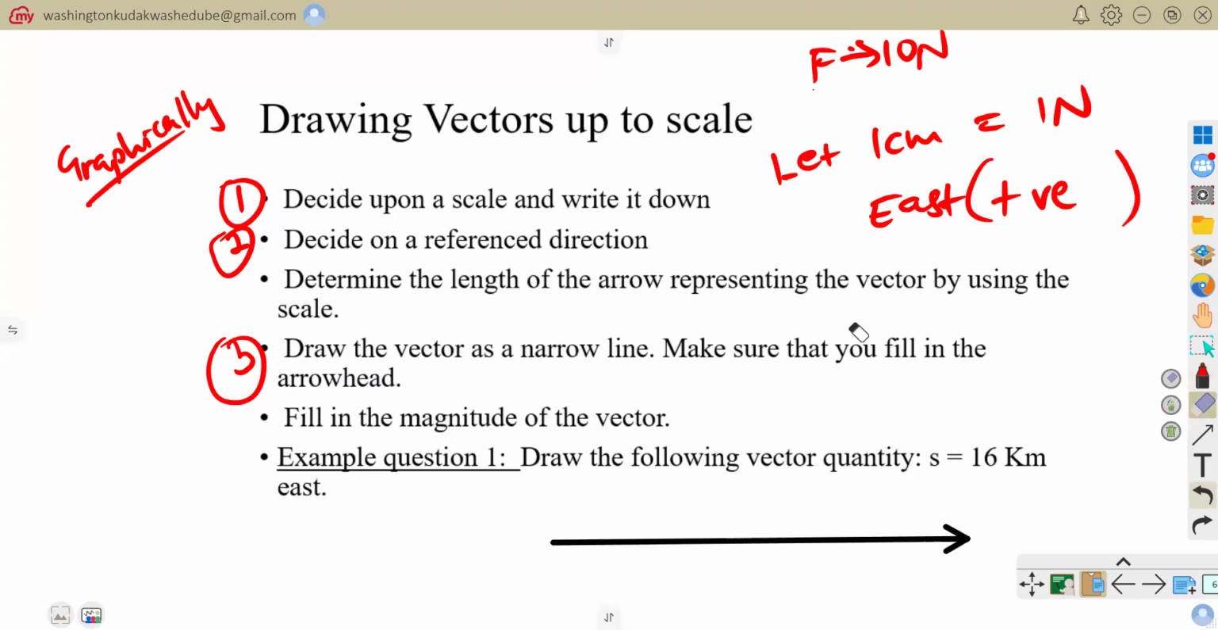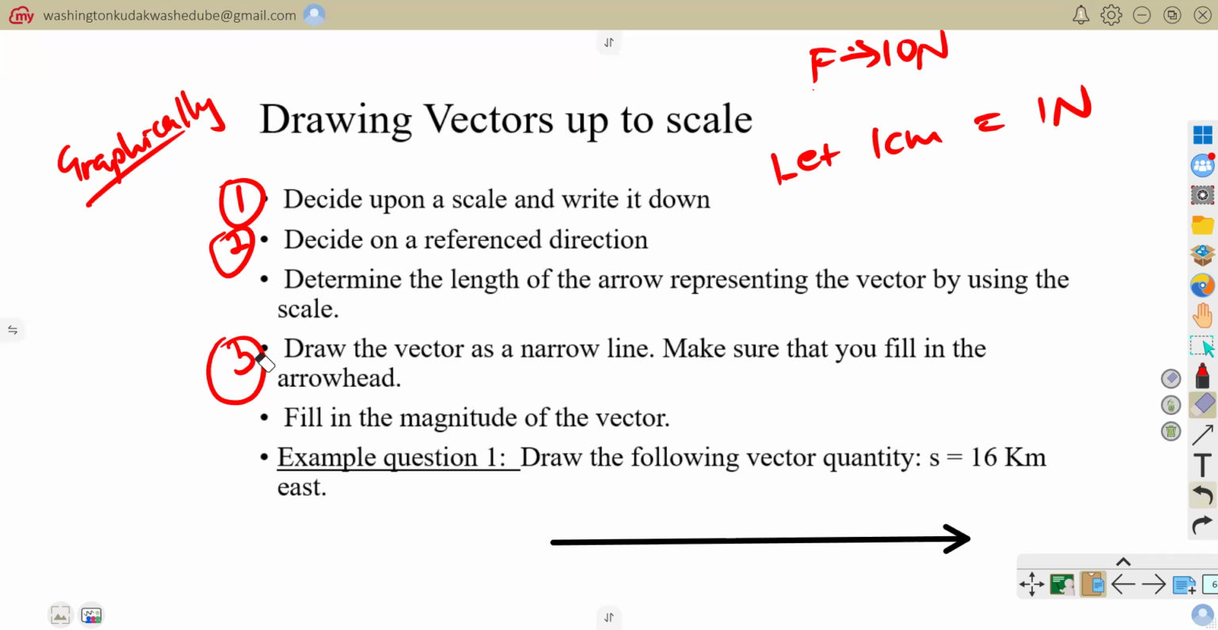So the first thing is you need to choose your scale. After choosing your scale, you write it down, and then you choose a reference direction. And then you would know that the length of the line that you want to draw has to represent the magnitude of that vector. So you now convert this vector into a total length. And then you just draw the vector as an arrow line. And make sure that you fill in the arrowhead, which is this one. And then that becomes your vector.